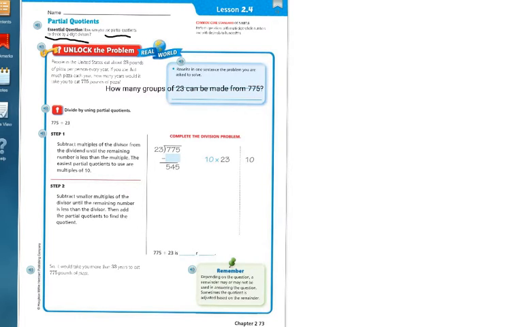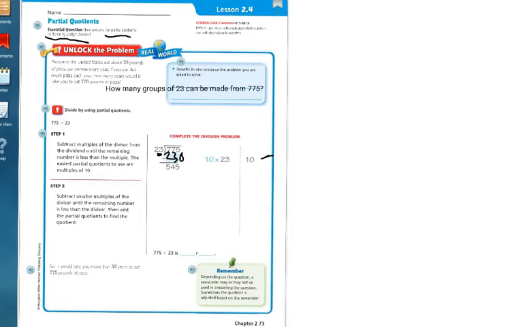Now, dividing with partial quotients. 775 divided by 23. So if we're going to do this in partial quotients, step 1 says subtract multiples of the divisor from the dividend until the remainder is less than the multiple. The easiest part of the quotient to use are tens. So basically what they're saying is we're going to keep dividing by 10 until the remainder that we get is less than this 23, right? So 10 times 23 is 230. And 775 minus 230 is 545. So obviously I need to keep going because 545 is much greater than 23.